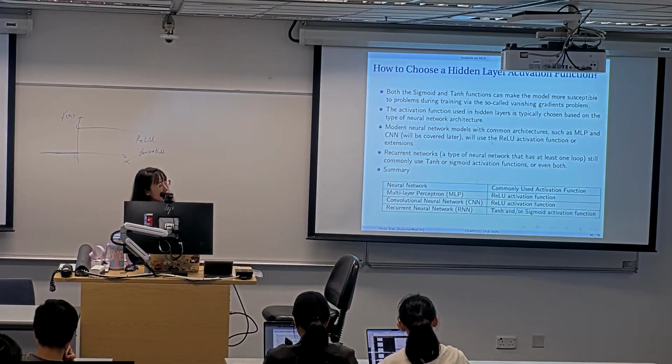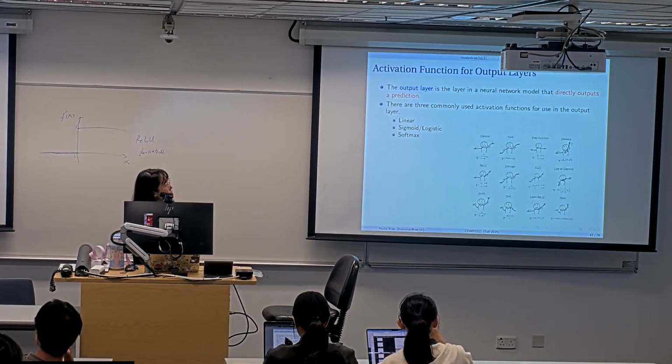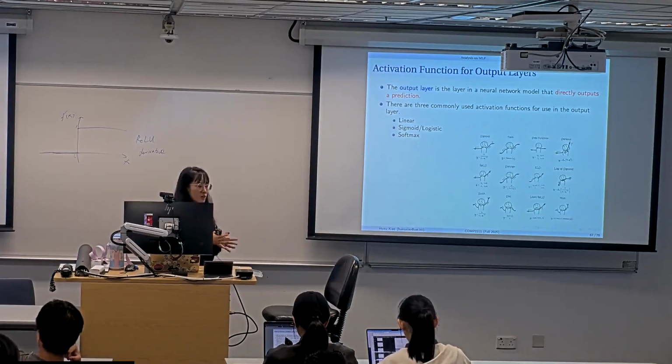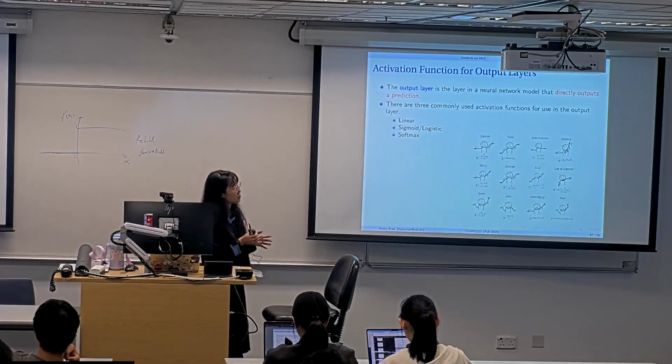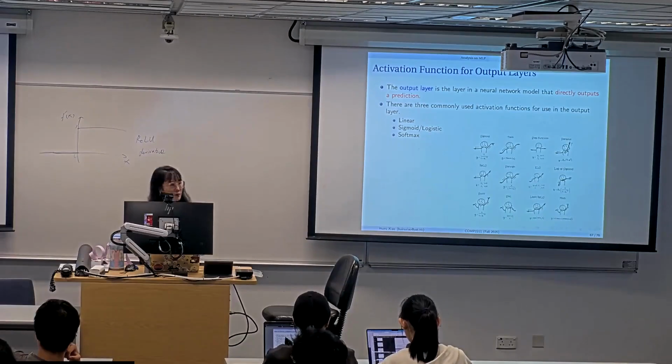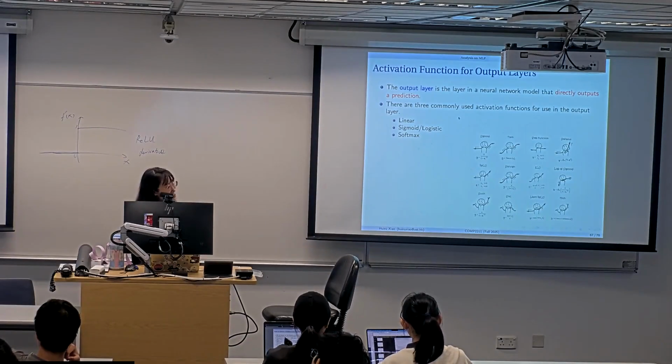So this is for the hidden layers. And then we still need to decide the activation function for the output layer. For the output layer, the activation function's output is directly the output of the whole neural network. That is our prediction. And there are three commonly used activation functions for the output layer: linear activation function, sigmoid, and softmax.